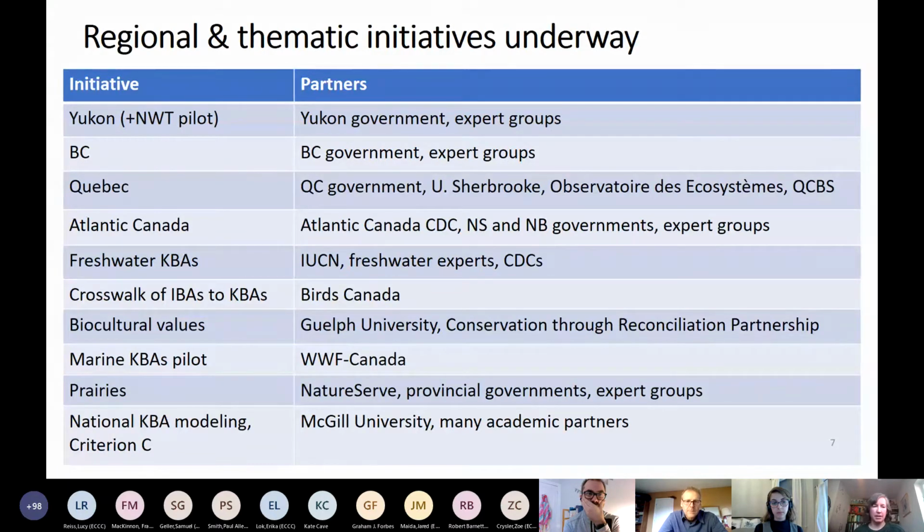Some of them are worth pointing out too. We have a partnership at Guelph University led by a postdoc and the Conservation Through Reconciliation Partnership to figure out how biocultural values interact with ecological values that are held in the Key Biodiversity Area Standard, which is very much a traditional top-down approach to identifying areas of importance for biodiversity. So we're trying to figure out how we can make that or understand it in a way that is relevant to all Canadians. So I've touched on some of the other ones there.